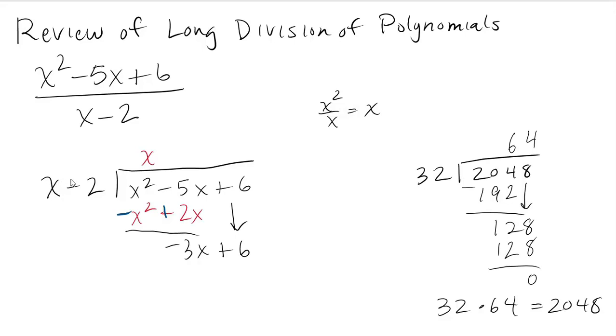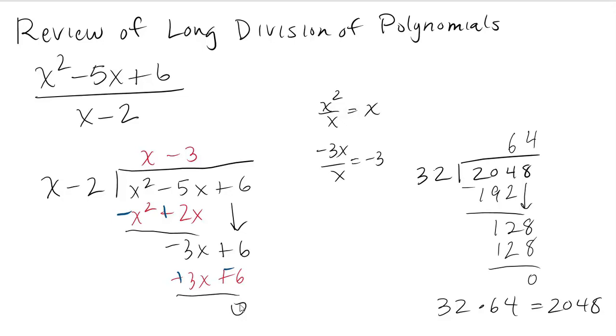I ask myself what times x would give me negative 3x, or without guessing, I can just divide. Negative 3x divided by x. That's negative 3. The next term of my quotient is negative 3. I multiply down. Negative 3 times negative 2 is positive 6. Negative 3 times x is negative 3x. I'm subtracting, so I switch all of the signs. And I get a remainder of 0.